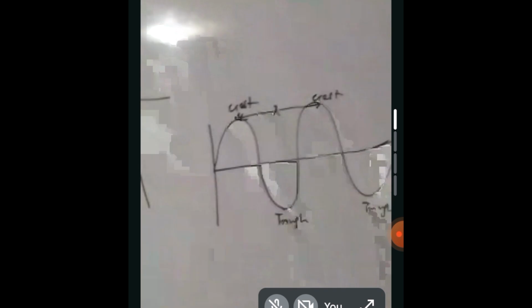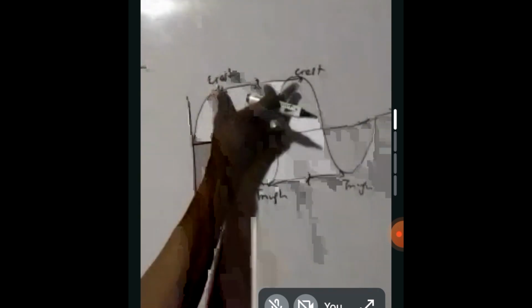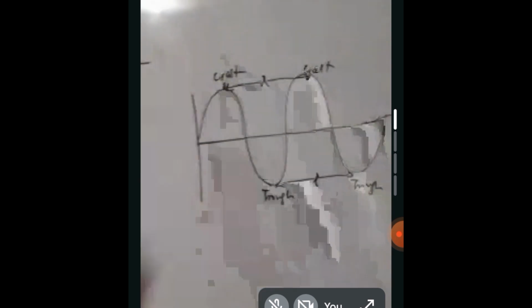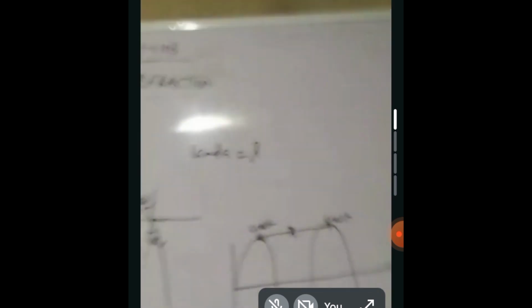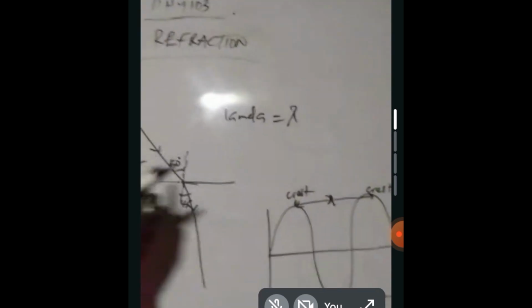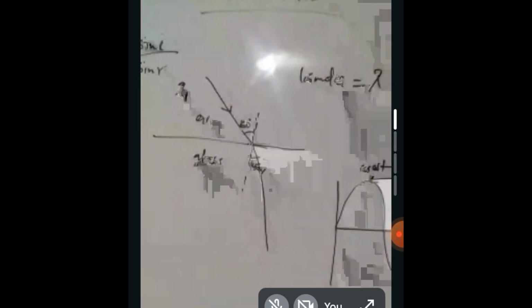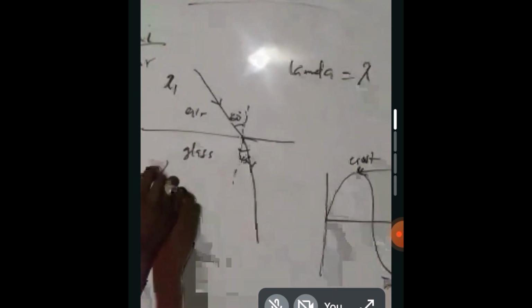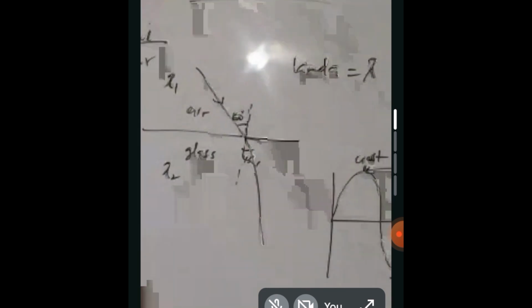It might be measured from this place to this place. The one at the top is the crest, the one at the bottom is the trough. The distance between two successive crests is the wavelength. The wavelength is represented by the Greek letter lambda, in meters. So the wavelength of light in the first medium is lambda 1, and the wavelength of light in the second medium is lambda 2. The first medium is air, right?